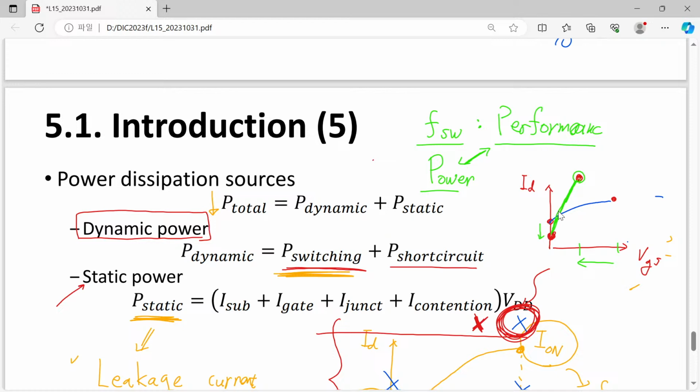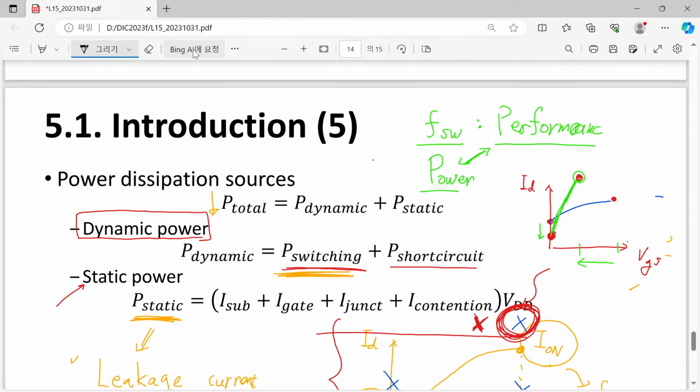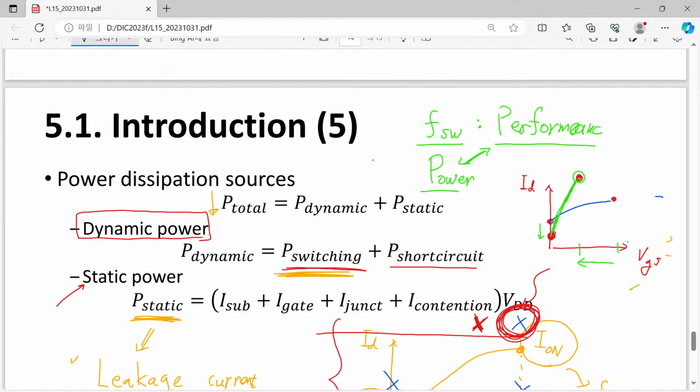In the next lecture, we'll talk about each component. So now let's keep our discussion. And now you have time to review your midterm examination score.